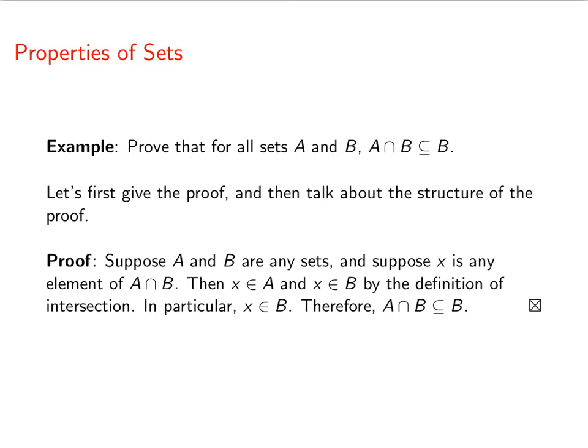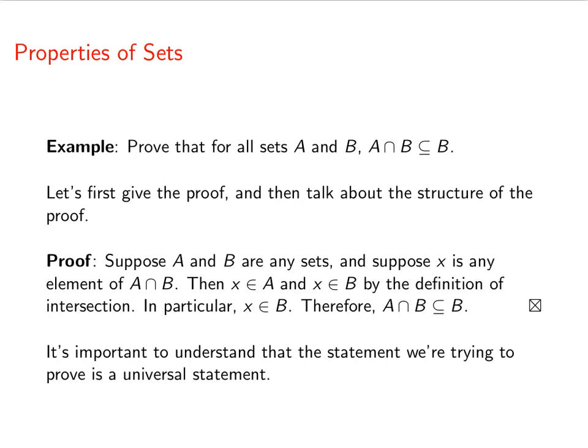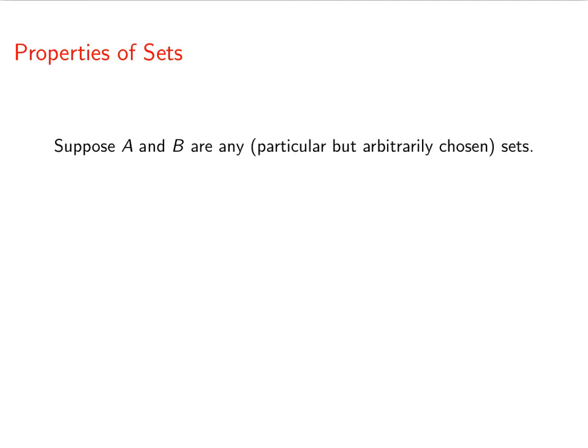Let's talk a little bit about the proof. Now it's very important to understand that we're trying to prove a universal statement. You see, go back to the original statement, it is a for all. That's a universal statement. All right, since it's a universal statement, we have to start by saying, suppose that A and B are any sets, and they are particular but arbitrarily chosen. Not random, arbitrary. Now we have to show that A intersect B is a subset of B for these particular sets.